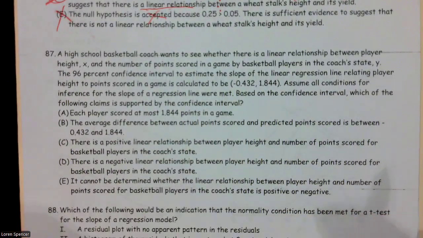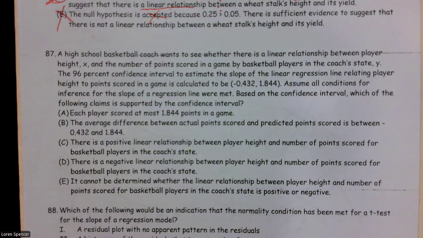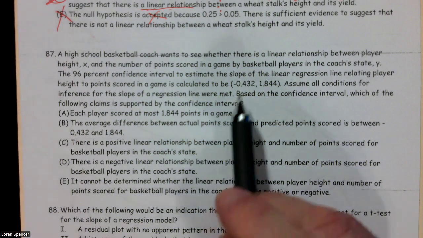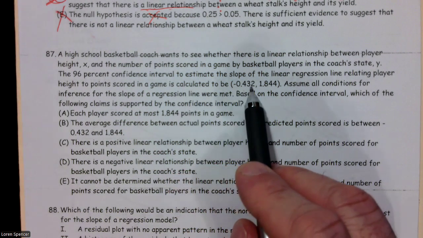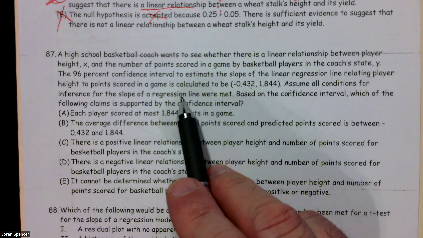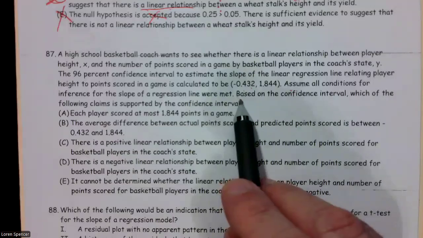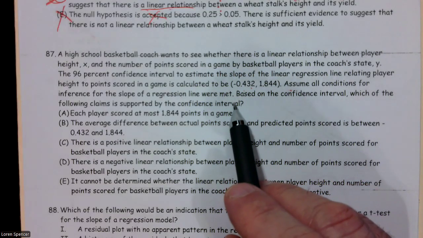87. A high school basketball coach wants to see whether there is a linear relationship between player height X and the number of points scored in a game Y by the basketball players in the coach's state. So we have X is height, Y is the points. The 96% confidence interval for the slope of the linear regression line relating player height to points scored in the game is calculated to be negative to positive. Assume all conditions for inference for the slope of the regression line were met. Based on the confidence interval, which of the following claims is supported?